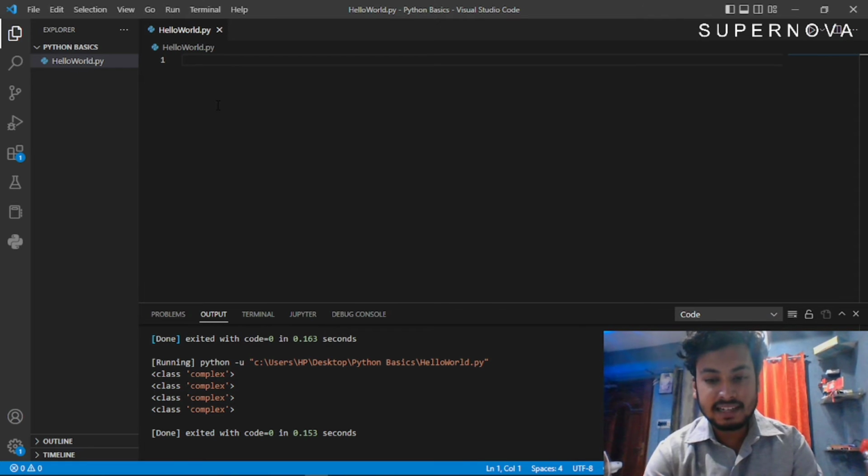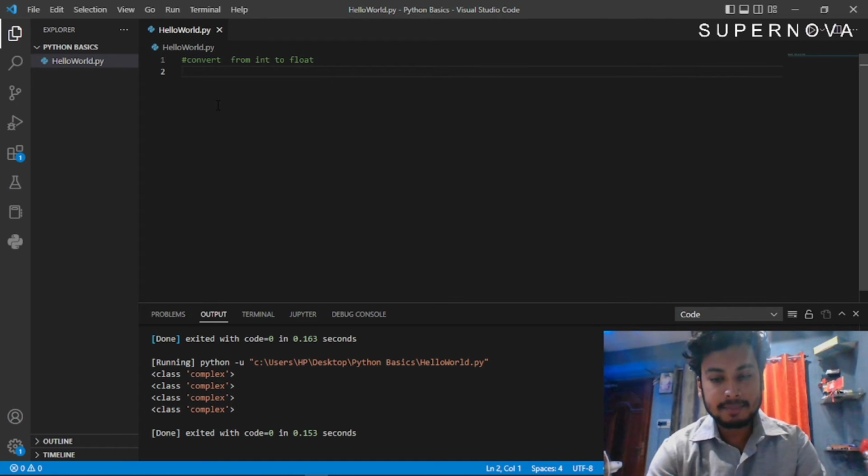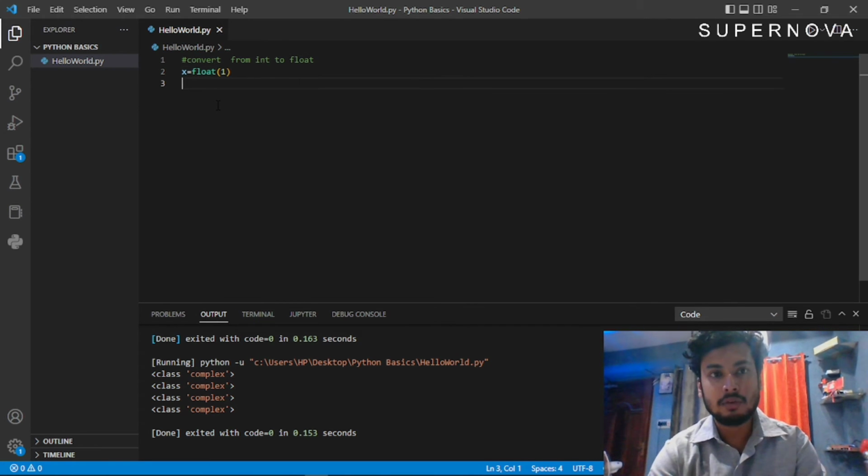So now let's perform something interesting. In the first line I will write one heading: convert from int to float. I am taking x and giving it a value of 1, and I want to convert x to float, so I will write float over here. Now hashtag, converting from float to integer.